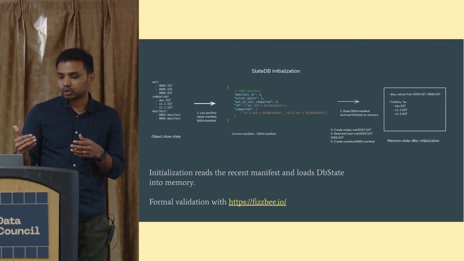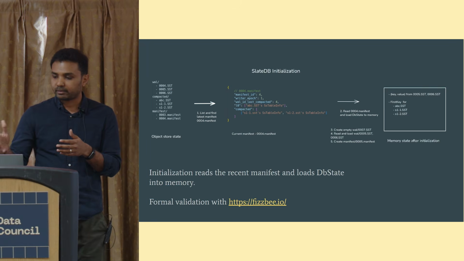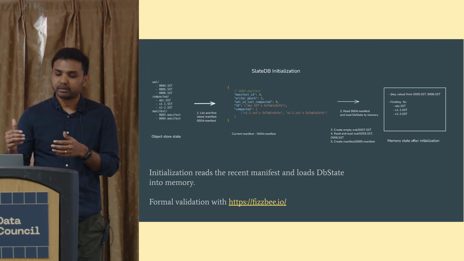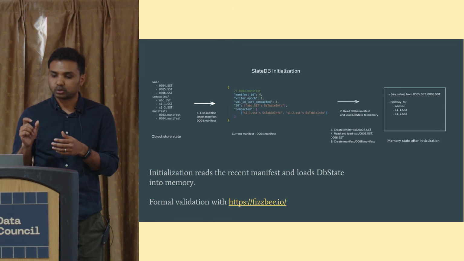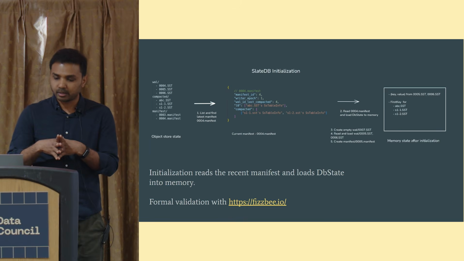In this case, it is 004.manifest. And it loads that manifest into memory. And that manifest has a few things. It has the L0 files, ABC, and then it has the compacted. It's going to store the metadata about that in memory. The metadata is the first key and the Bloom filter. It's going to store that in memory.